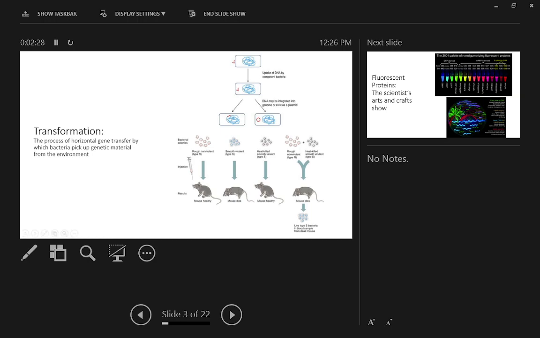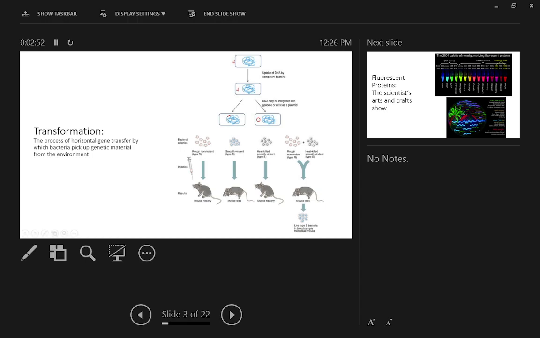But generally speaking, transformation is where we have DNA from the outside environment and somehow shuttle it into the cell by some method. One of the famous experiments was trying to figure out what transfers the genetic material, the material that transfers genes. Is it DNA, is it RNA, is it protein?